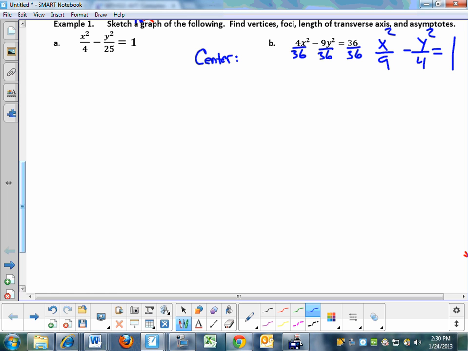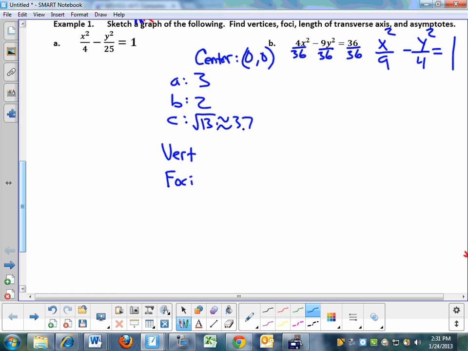What's the center? 0, 0. What's A? 3. What's B? C. Square root of 13. Square root of 13 is like what? 3.7? We're just guessing. We just make up numbers. Okay. So then we'll list the vertices. We'll list the foci, length of transverse axis, and the asymptotes.